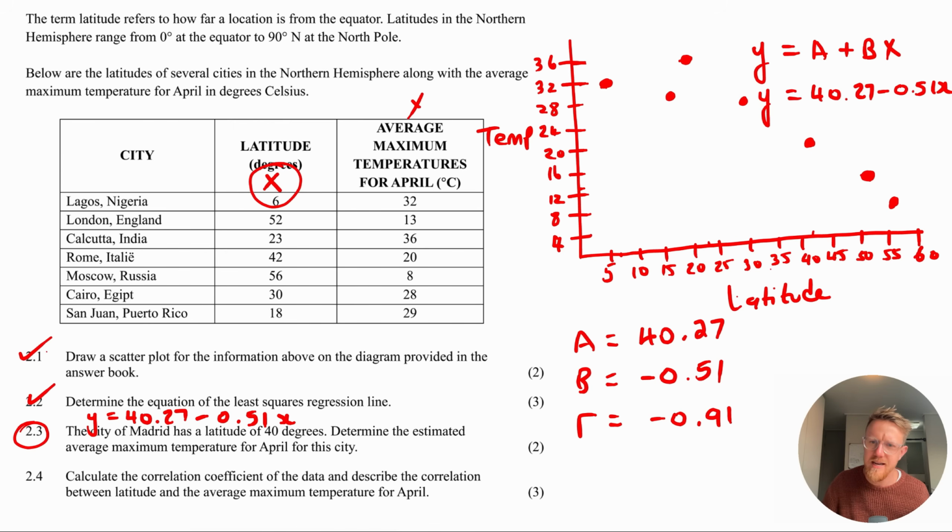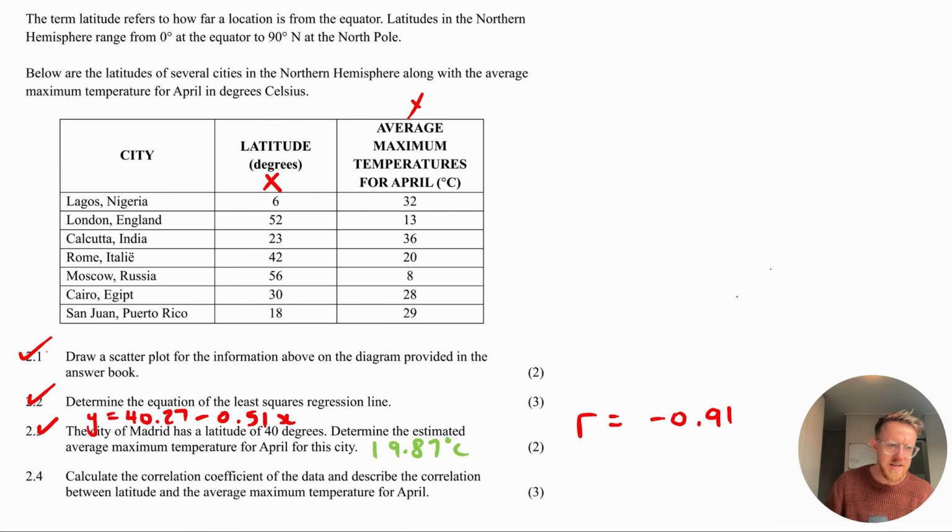So we can say that y equals 40.27 minus 0.51, and then the x value. Now the x value is your latitude of 40 degrees, and so if you had to go work this out, you should end up with 19.87 degrees. So you can just write it like that.